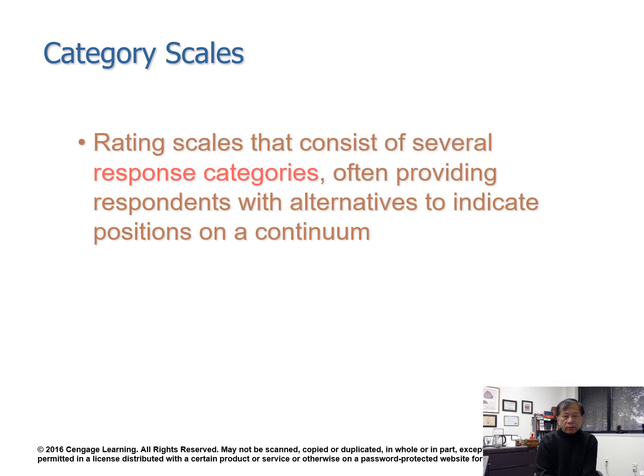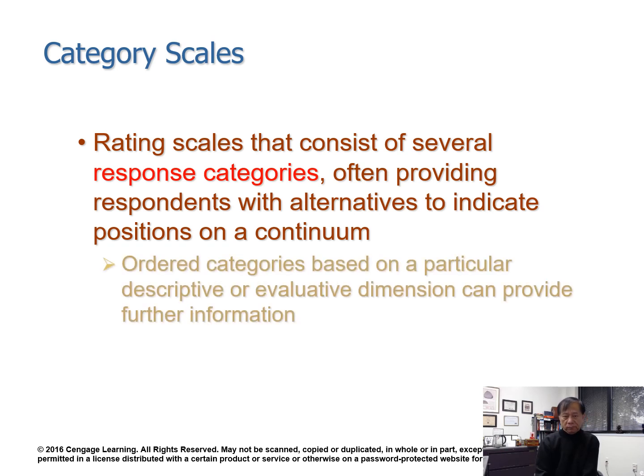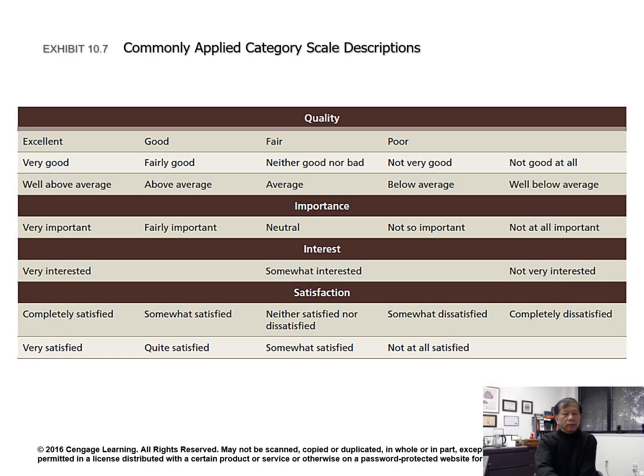Category scales. Category scales are rating scales that consist of several response categories, often providing respondents with alternatives to indicate positions on a continuum. They are ordered categories based on a particular descriptive or evaluative dimension that can provide further information. Here is an example, quality. These are commonly applied category scale descriptions. For quality, you can say excellent, good, fair, and poor. Very good, fairly good, neither good nor bad. Sorry, not very good or not good at all.